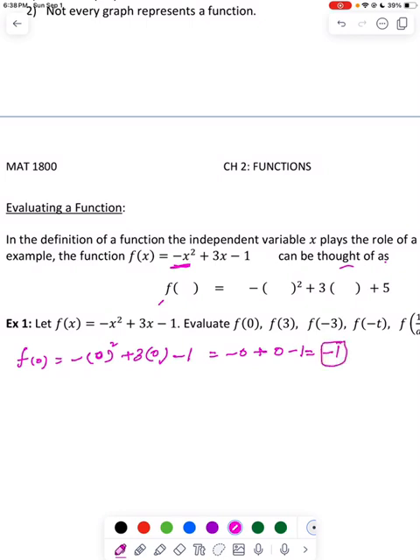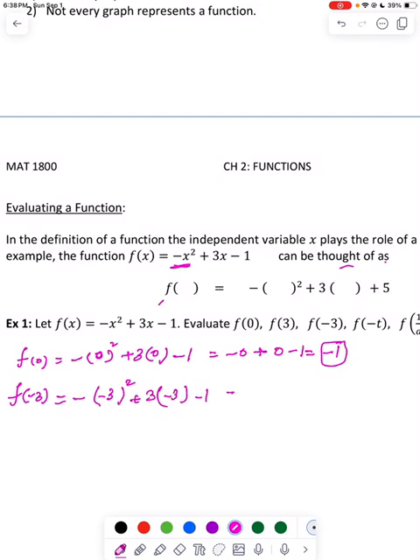Okay. So next one is f of 3. I'll leave it for you guys to try on your own. I'll show you how to evaluate f of negative 3. So again, this will be negative of parentheses whole square plus 3 times parentheses minus 1. What goes into the parentheses? Negative 3. So negative 3, and now I do the calculation.